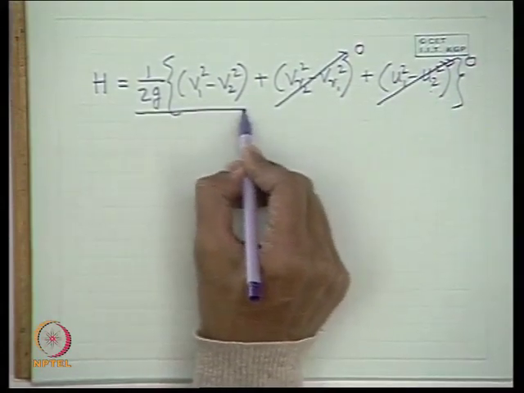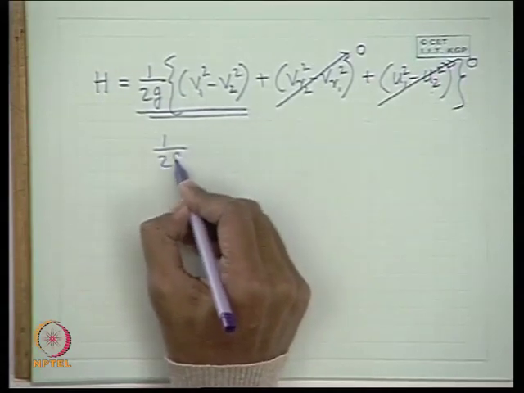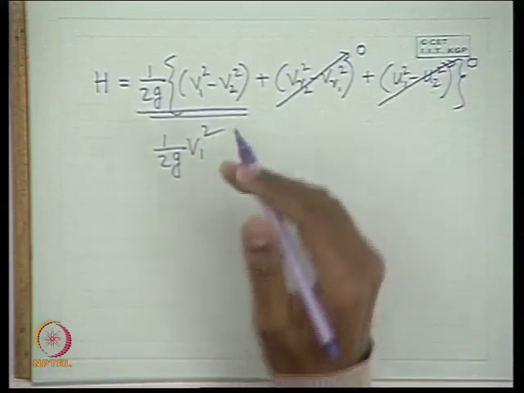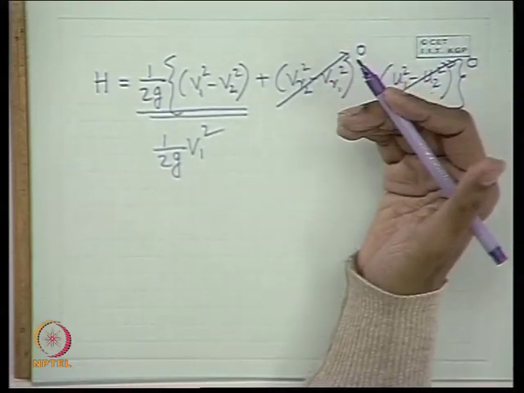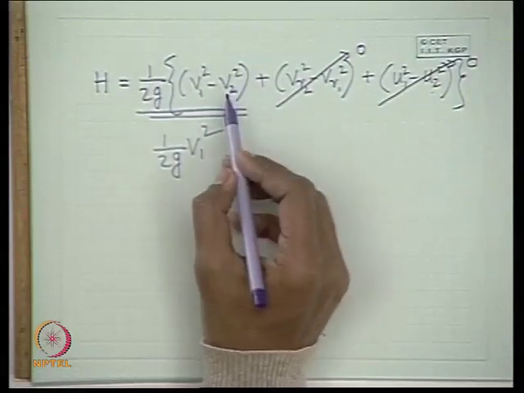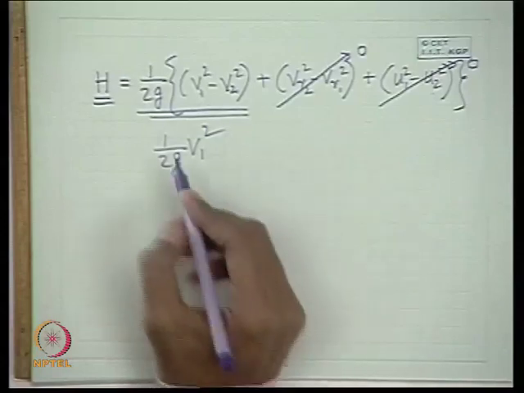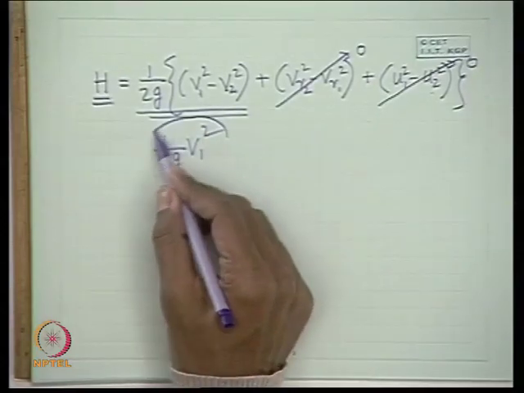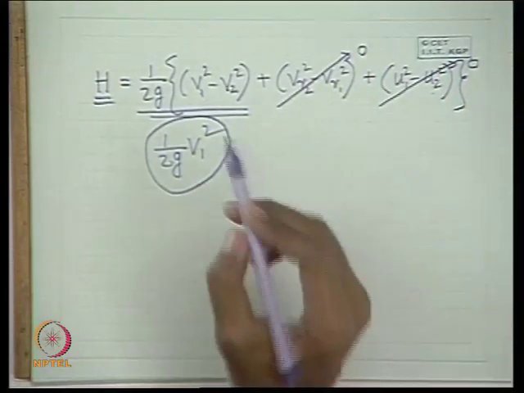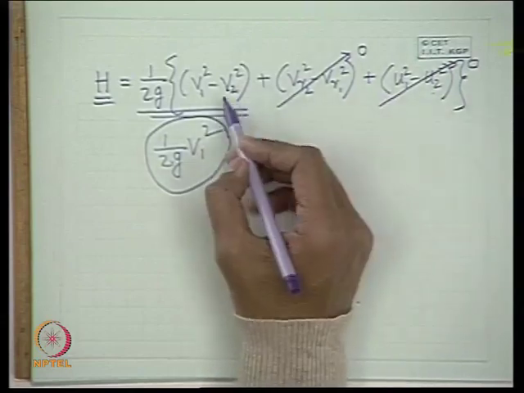So therefore, head is developed by virtue of the change in kinetic energy, whereas our initial head is 1 by 2g V1 square. That means even in an ideal case without friction, we cannot have 100% efficiency of the wheel. This is because some amount of kinetic energy is rejected. So this is the head developed and this is the energy input, the ratio of which we define as the hydraulic efficiency. Therefore, the energy which is wasted at the outlet of the machine is the kinetic energy.